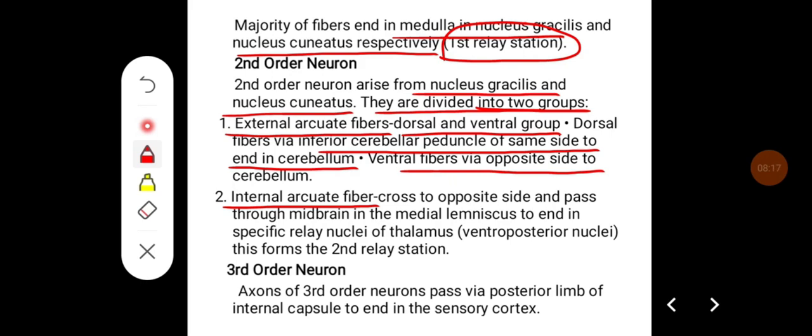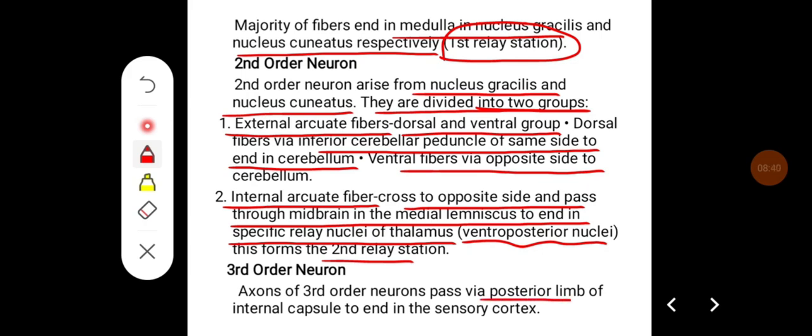via the superior peduncle. Internal arcuate fibers cross to the opposite side and pass through the midbrain in the medial lemniscus to end in the specific relay nuclei of the thalamus, that is the ventroposterior nuclei. So this forms the second relay station. The third order neurons pass via the posterior limb of the internal capsule to end in the sensory cortex.